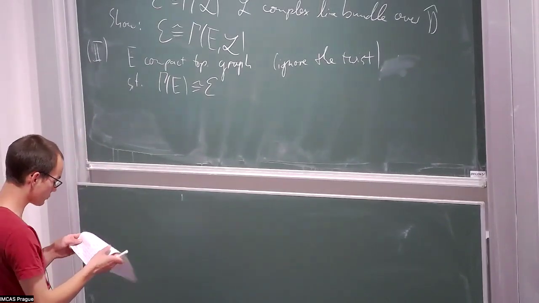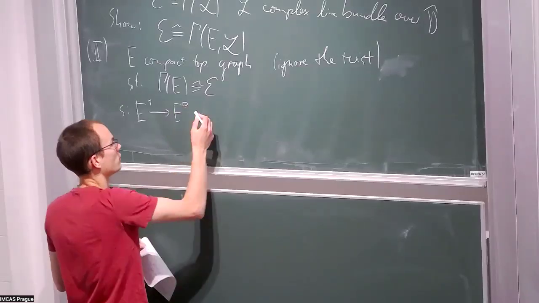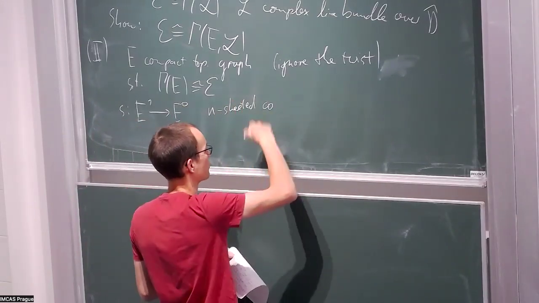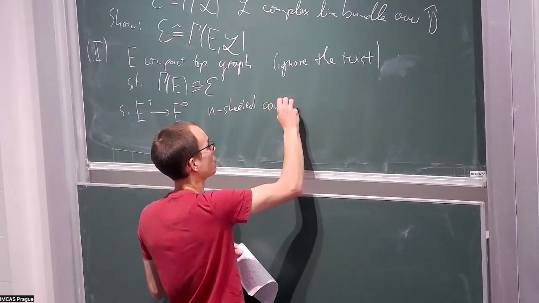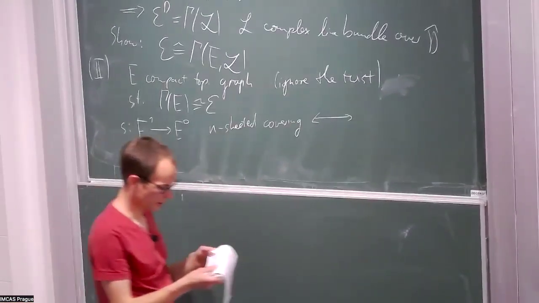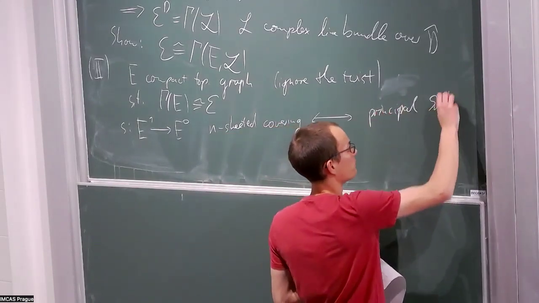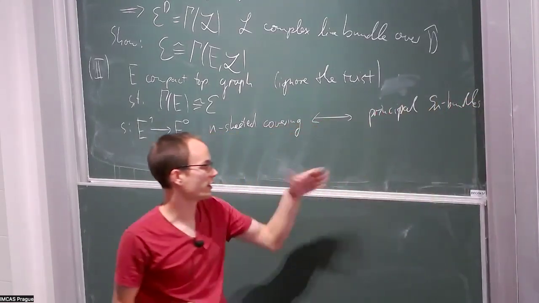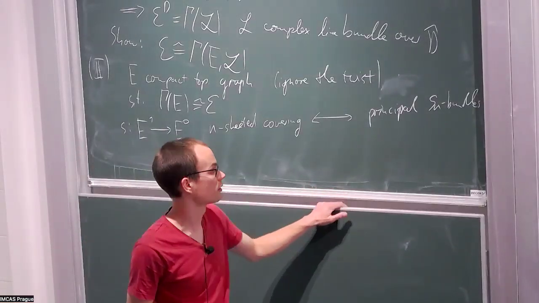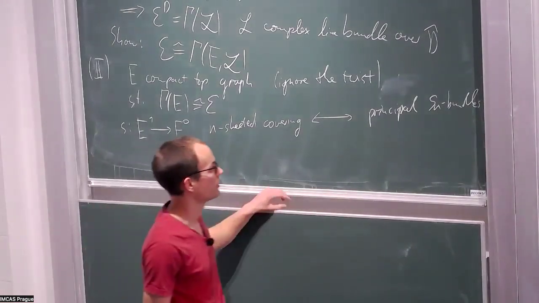If we are given this, what do we do? The source map is a covering, and we will assume it's an n-sheeted covering, so the cardinality of the fibers is constant. And there's a one-to-one correspondence between n-sheeted coverings over a space and principal Sn bundles, where Sn is the permutation group. Okay, so a principal bundle, as Thomas mentioned before, is sort of like a vector bundle where the fibers are groups, right? So each fiber is given by a group.